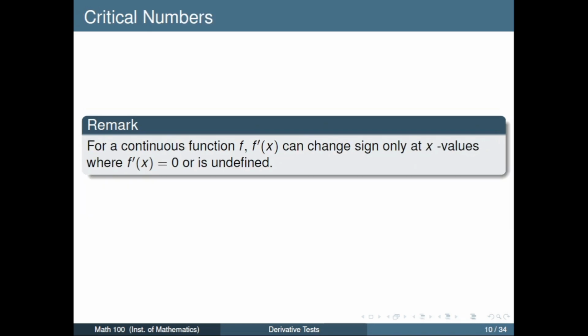So we also have this remark: for a continuous function f, f prime of x can change sign only at x values where f prime of x equals 0 or is undefined. So if we want to know when a function changes from increasing to decreasing and vice versa, then we only consider the values for which our derivative is 0 or is undefined. And we call these values the critical numbers of f. Okay? So again, the critical numbers are the values of x for which f prime of x equals 0 or is undefined.